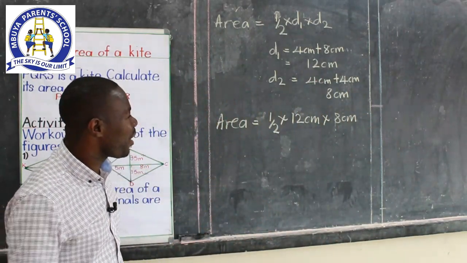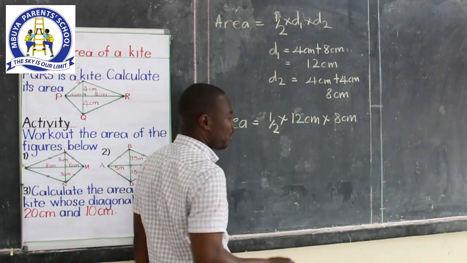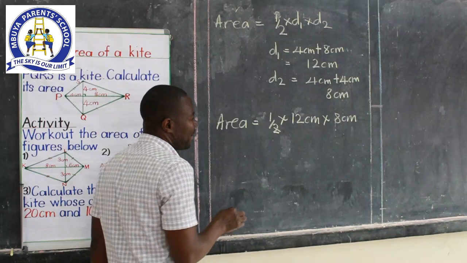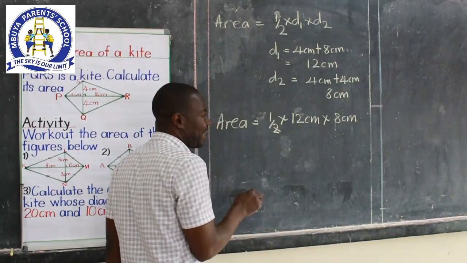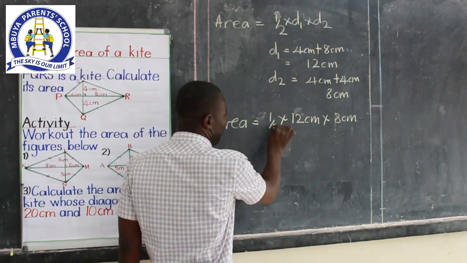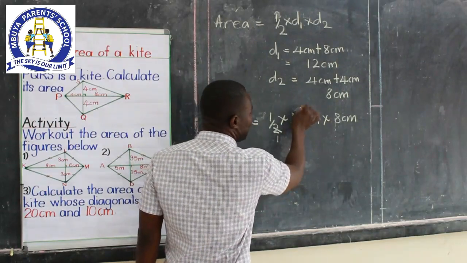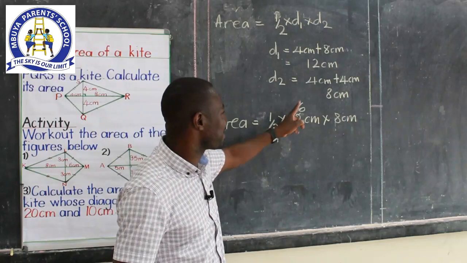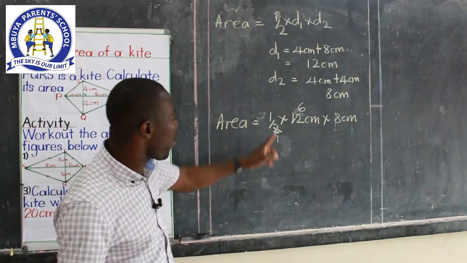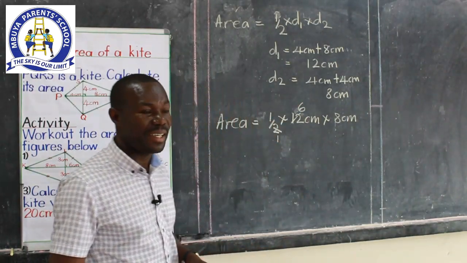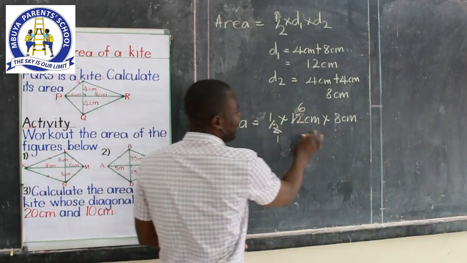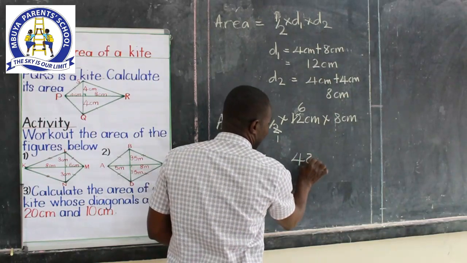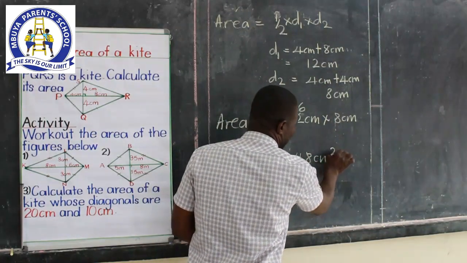With cancelling, you are very perfect. When you are multiplying a half times 12, you just divide, since 12 is a multiple of 2, and 2 is a divisor of 12. So 2 divided by 2 is 1. 12 divided by 2 is 6. So let's multiply. 1 times 6, you get 6. Then 6 centimeters times 8 centimeters, we shall get our answer as 48 square centimeters.